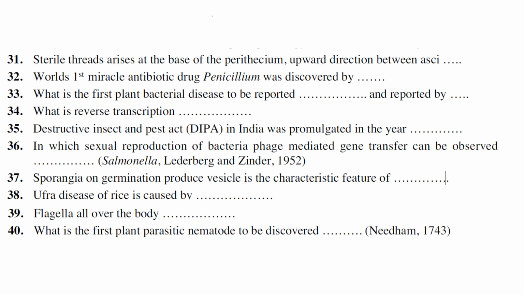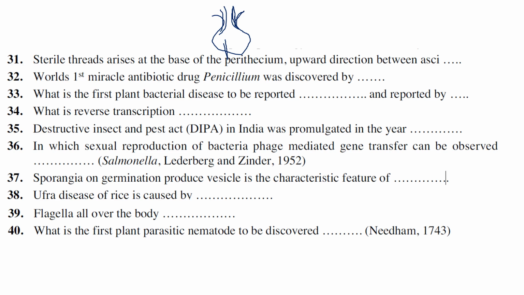The perithecium is a pot-like structure. Imagine these are the asci. The sterile hairs are in the upward direction. Generally, paraphysis produces this kind of threads which rise in the upward direction. So the answer is paraphysis.